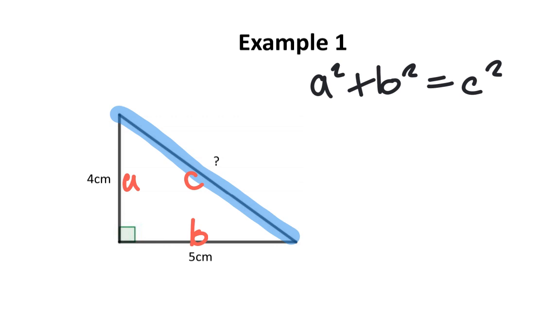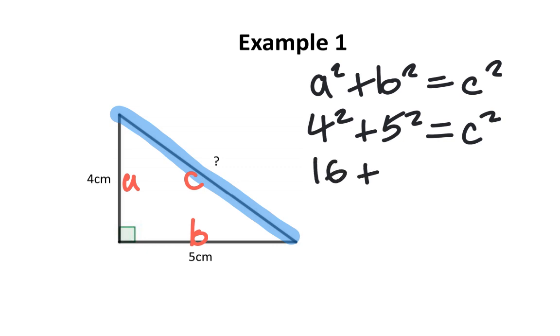Next, replace some of these variables with their known values. We know that the length of A is 4. We know that the length of B is 5. We do not know what C is, so that stays the same. According to BEDMAS, we need to do exponents first before adding. So 4 to the power of 2 is 4 times 4, so that gives me 16. 5 to the power of 2 is 5 times 5, which is 25. We are now allowed to add 16 and 25, which becomes 41.